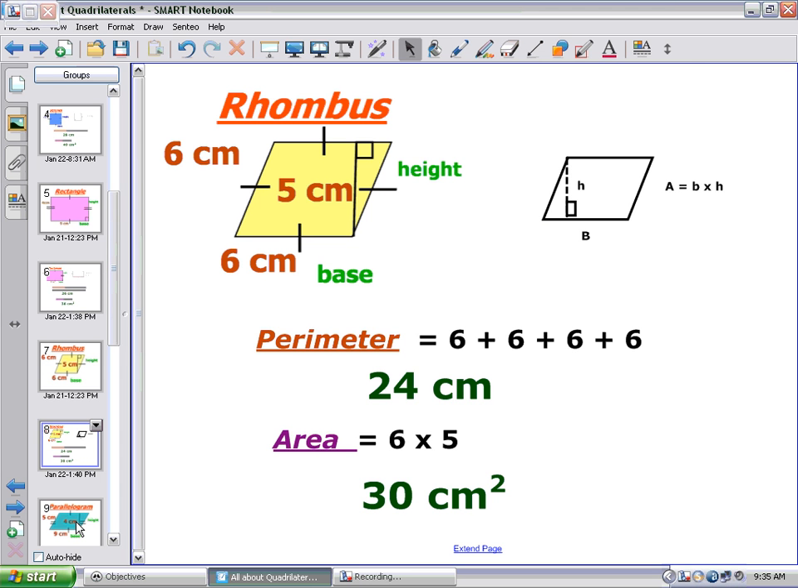When I calculate the perimeter and area of the rhombus, the perimeter again is simple. If I know one of the sides is 6, they're all 6. So 6 plus 6 plus 6 plus 6, or simply 6 times 4, which gives me 24 centimeters.